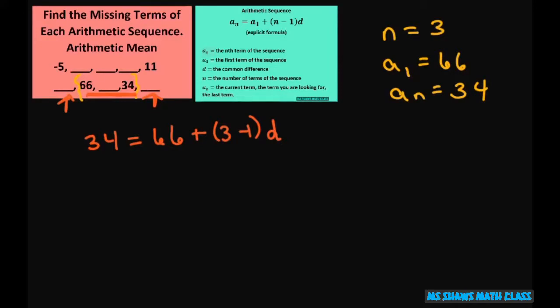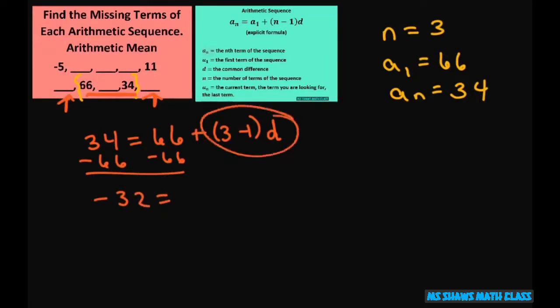So we're going to take 34 minus 66 and subtract here. That's going to give you negative 32. And then this part here is going to be 2D. So D is basically negative 16. And that makes sense because we're going down. So we keep subtracting 16. So if you take your 66 and subtract 16, you're going to get 50. Subtract 16, get 34. Subtract 16 and you get 18.